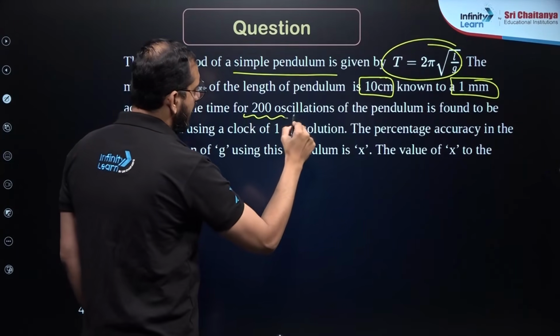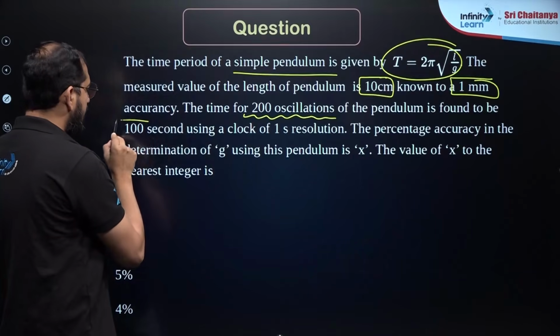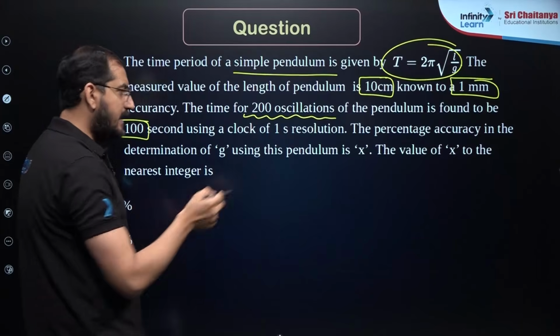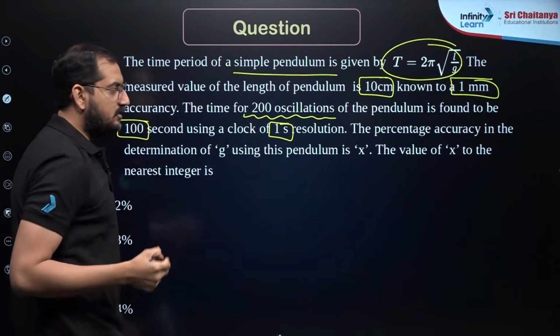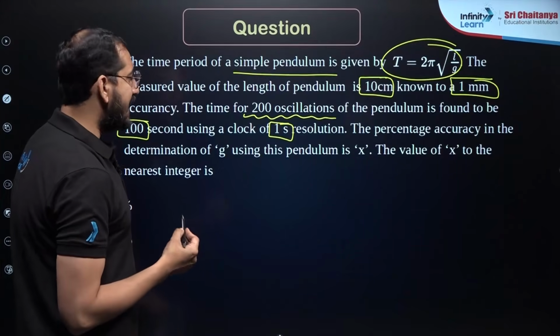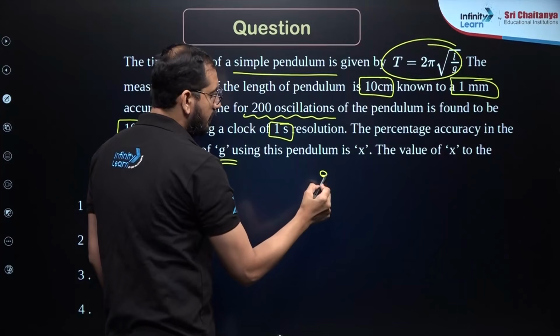Now, after doing 200 oscillations, the total time for 200 oscillations is given to us as 100 seconds, and in that 200 oscillations only, the least count, the resolution of the time, is 1 second. We need to find the percentage accuracy in the determination of g. Let's rewrite the formula.